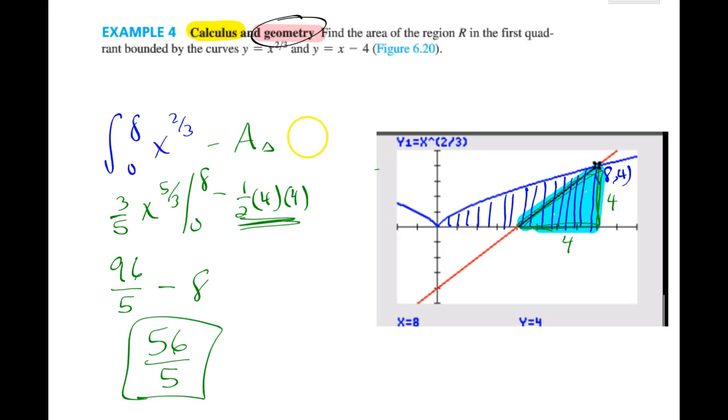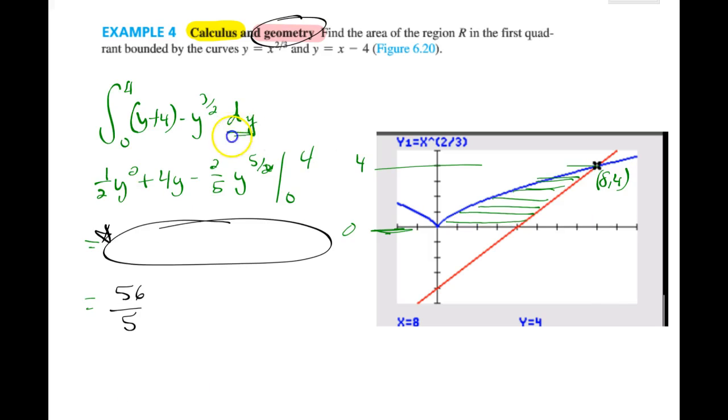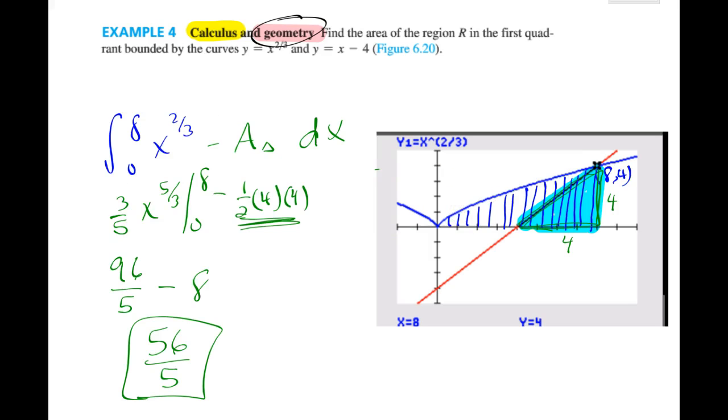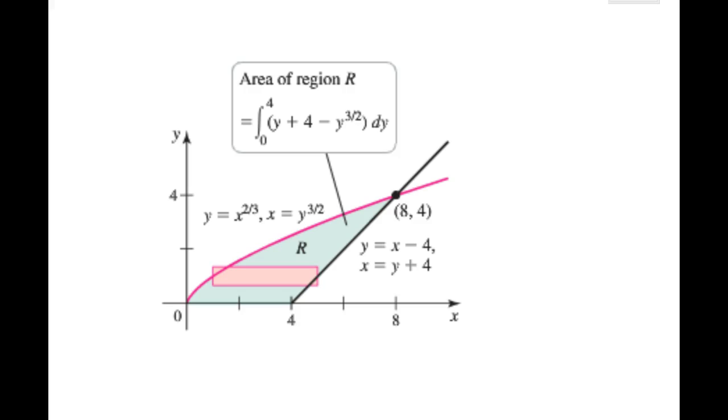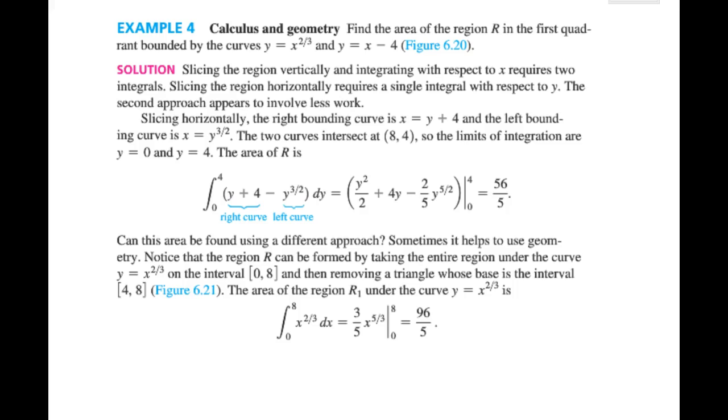So it's possible to integrate this in terms of dy, which I think I like better. It seems a little bit smoother, right minus the left, but it's also possible to do a little geometry trick, and you can do it with respect to dx, but then just remember to subtract out this triangle. This is a little bit better picture for the author's drawing and the author's explanation.